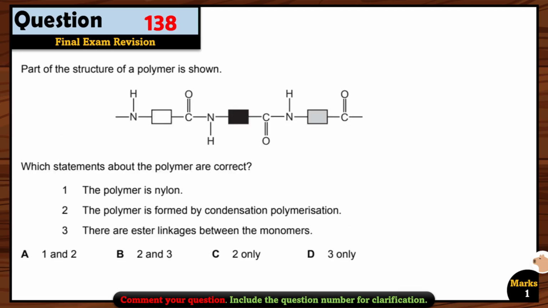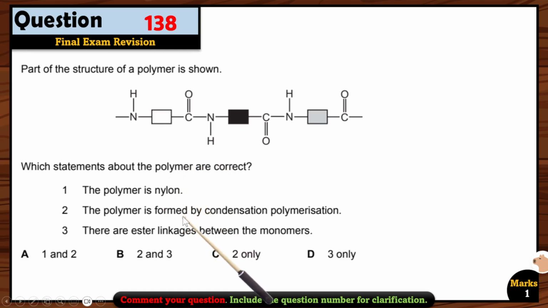Let's see question 138. Part of the structure of a polymer is shown over here. Which statement about the polymer is correct? So first we have to look at this polymer. We have to look for this one now. The polymer has an amide link. Yes, okay, that's right. The nylon has an amide link, but we also have to check whether it is a protein or nylon. So if you look at this monomer, it has two different functional groups, right? It doesn't have the same functional group on its sides. So it means it's not a nylon. It is actually a protein. So option 1 is not right.